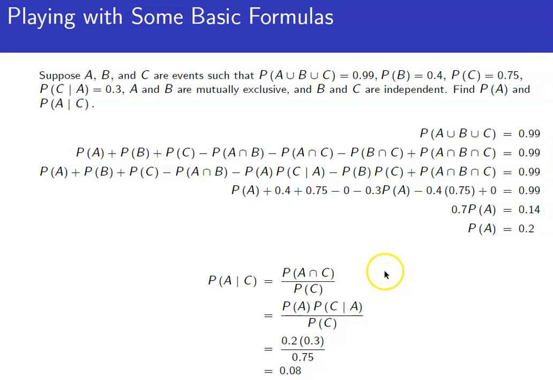So now we can solve for the probability of A. Simplifying, we get 0.7 times the probability of A is equal to 0.14, or the probability of A is 0.2. Now that we know the probability of A, we can figure out the probability of A given C because we have enough information. Using our formula for conditional probability, the probability of the conditional is the probability of the intersection over the probability of the given.